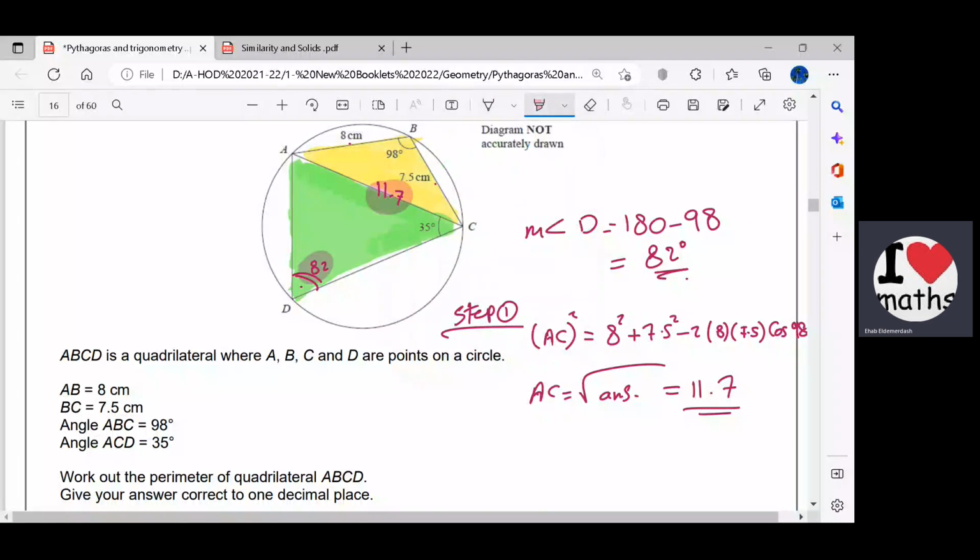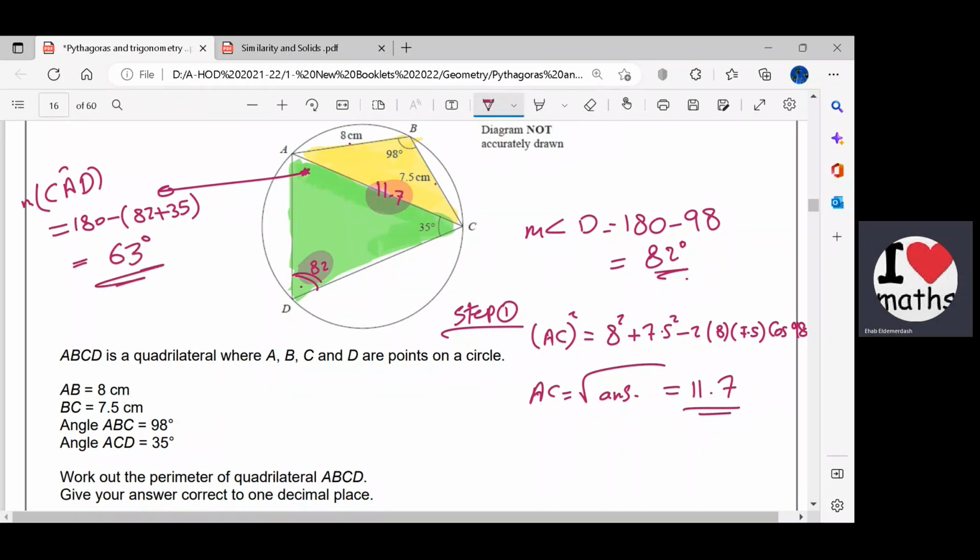For example, I have the 35. How can I get this angle CAD? CAD will be 180 minus (82 plus 35), which equals 63. So I get this one.